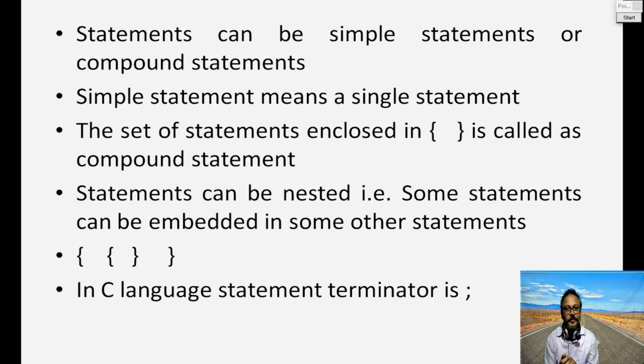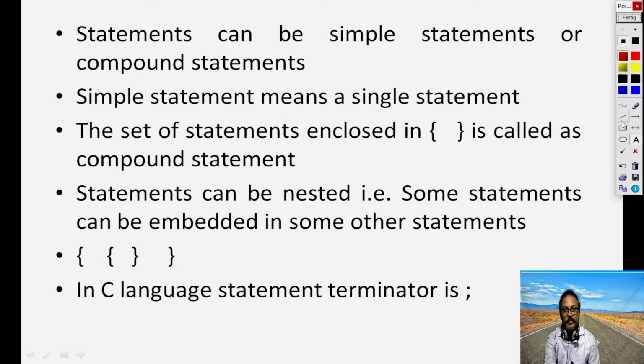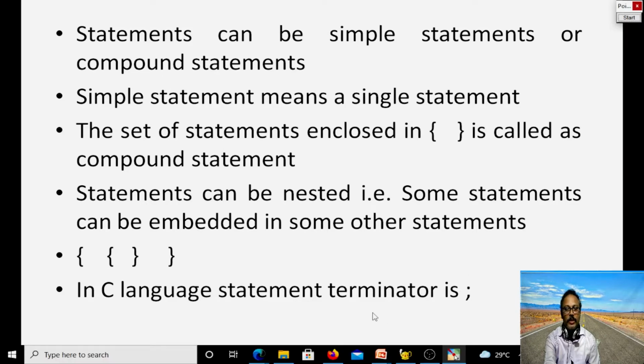Statements can be nested. That means some statements can be embedded in some other statements. You can write like this. Here some statements will be there, here some statements will be there, here also some statements will be there. These are called nested statements. So like this you can do the nesting of statements also. A C language statement is terminated by a semicolon.